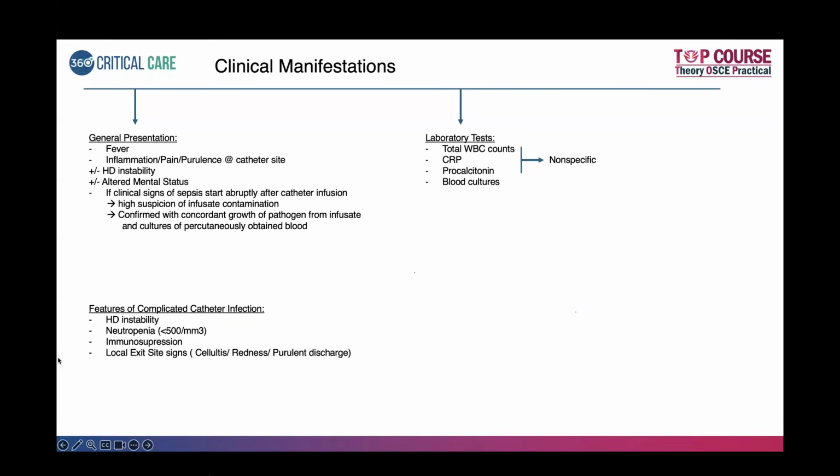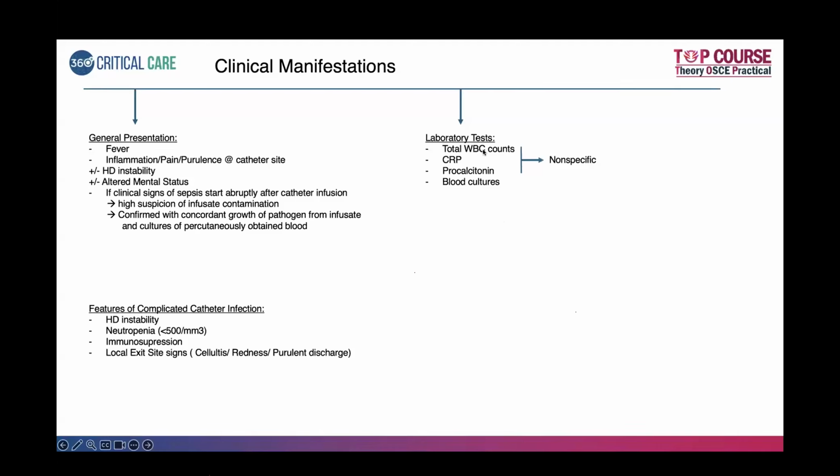So the clinical manifestations. They present with fever or inflammation, pain, or purulence at the catheter site, which can be associated with hemodynamic instability or an altered mental status. If clinical signs of sepsis start abruptly after catheter infusion, then a high suspicion of infusate contamination should be kept in mind. It should be confirmed with concordant growth of the pathogen from the infusate and cultures of percutaneously obtained blood. We don't routinely look into this, but it should always be at the back of your mind.